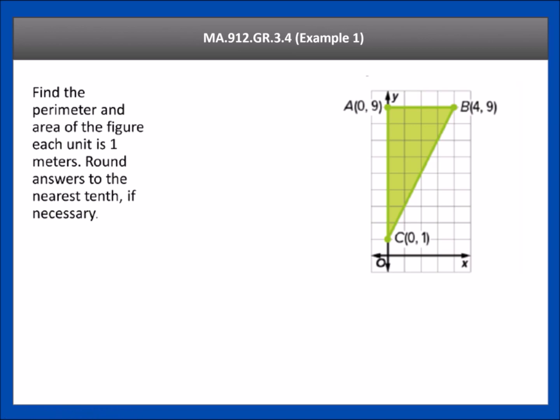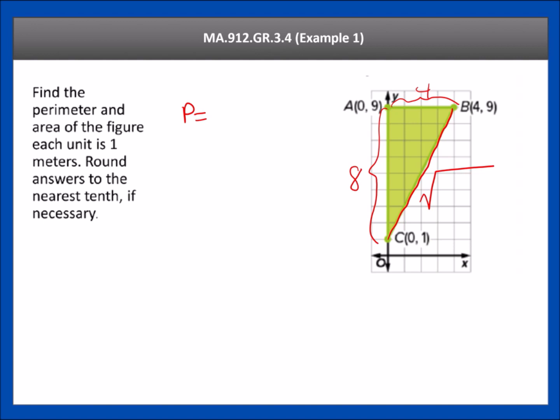All right, so we're going to do the perimeter. Remember, the perimeter is when you add up all the sides. So we can count this here easily. Distance from here to here, if you count that, that's 8 units. From here to here, that's 4 units. And then in order to calculate this, remember, you're going to need to do the distance formula.